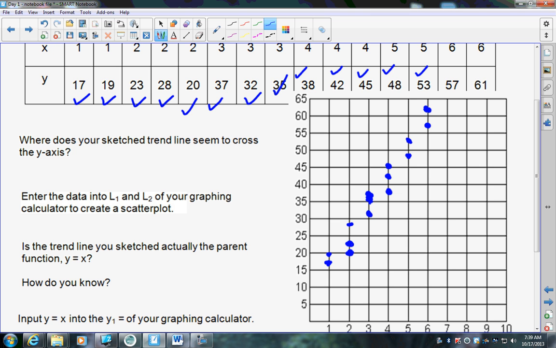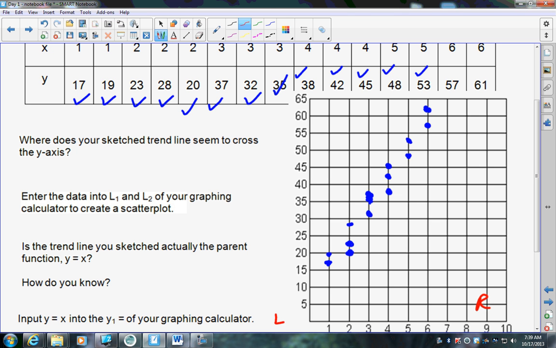All right, so now it asks you to draw a trend line. Well, let's do this. First off, what kind of association is this? It is a positive correlation, a positive association, because from left to right, it's going up. That means my slope is going to be positive for my line. Now, you're supposed to draw your trend line.